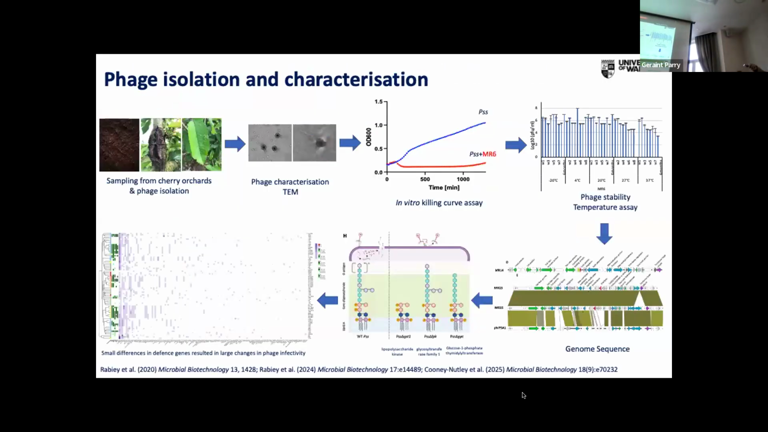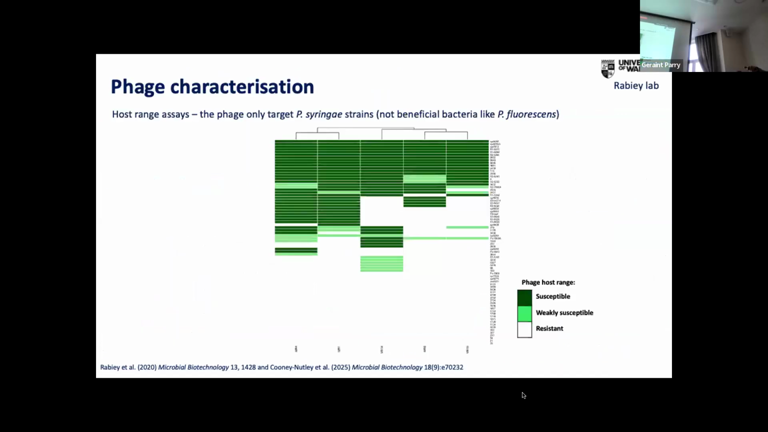So for this purpose, we went to different cherry orchards around the UK. We collected soil, leaf, bugs. We isolated lots of phages, characterized them, and know their efficacy in the lab. So we know the temperature stability. We know the genome sequence of them. So we know the receptors they use on the bacterial cell surface. We also know a lot about our PSS and PSM populations and the antiphage defense systems and how we could use those phages against them, and we do a lot of host range assays.